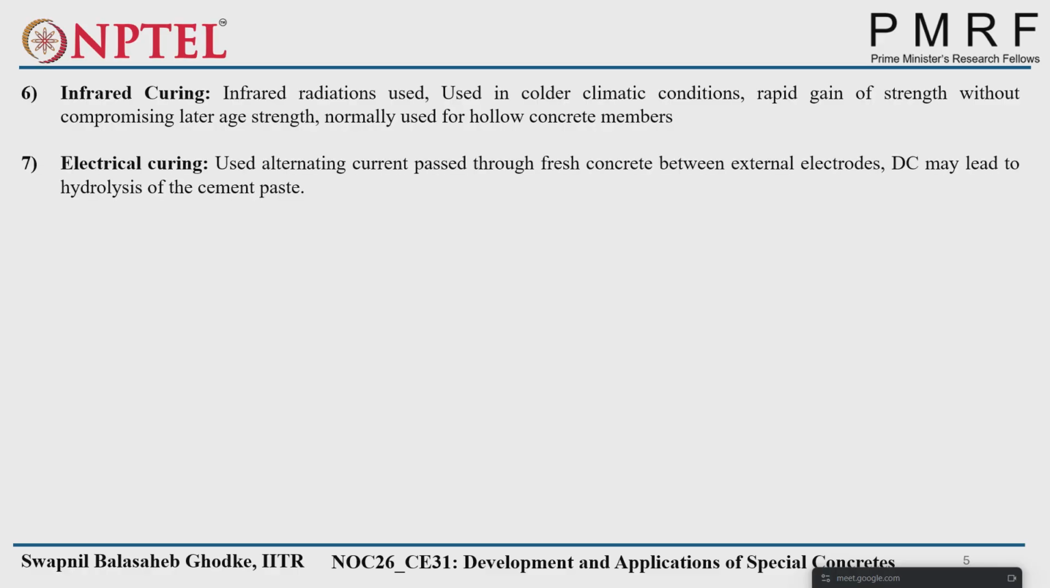Another type of curing is electrical curing. In this one, what happens? Two external electrodes are provided with alternating current, AC current. That AC current helps to enhance the hydration process. But DC may lead to hydrolysis of the cement paste. That's why we have to avoid DC current and provide alternating current.